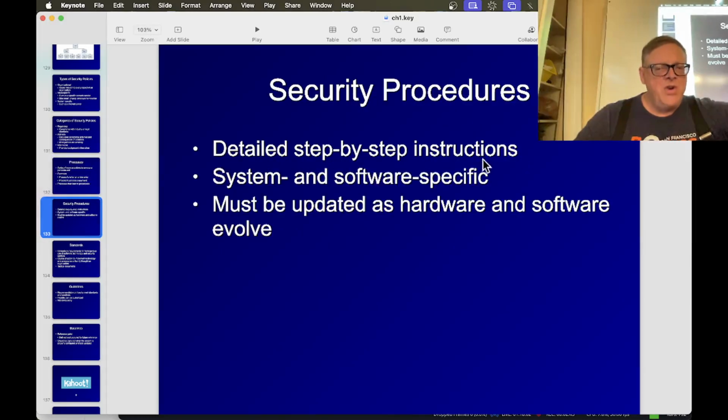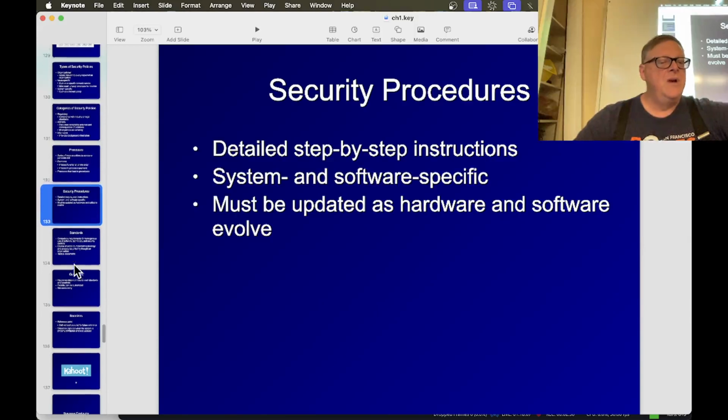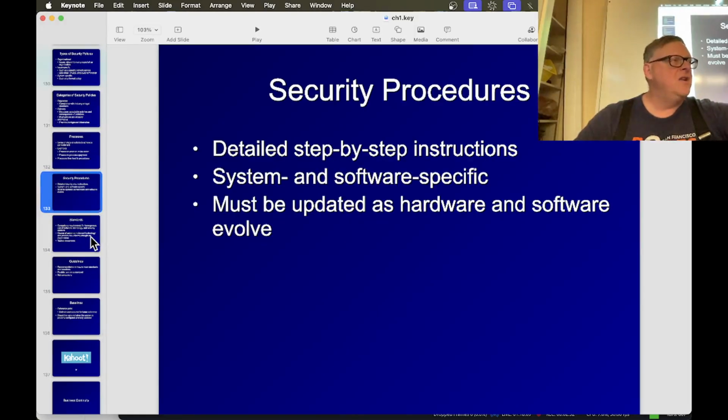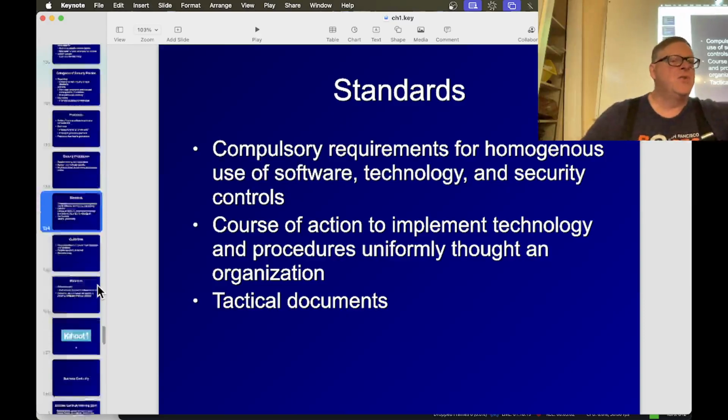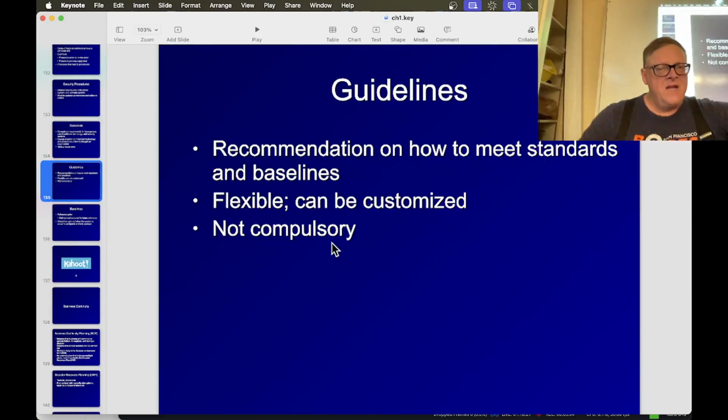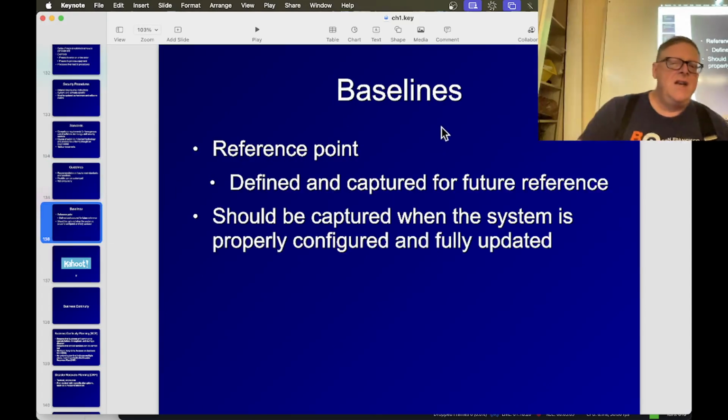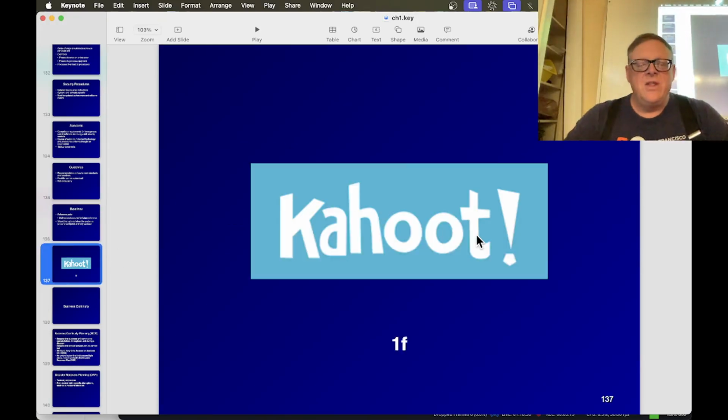So you have the security procedures saying exactly what you have to do things like put in a new HTTPS certificate and so on. And you have standards, requirements where you say what we use here. We use this brand of antivirus and nothing else. We use this brand of word processor and nothing else, that sort of thing. And then guidelines are not compulsory. These are recommendations how to get things done. And there's baselines that just measure the current state of a system so you can compare it to a later state.